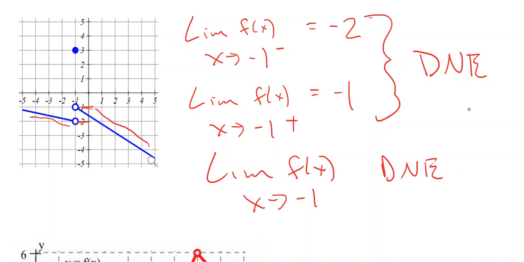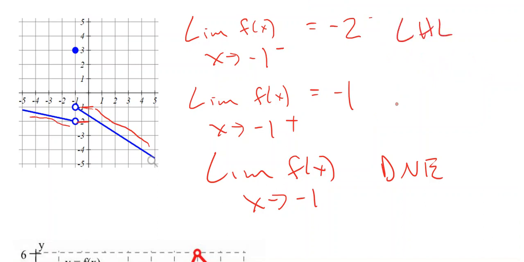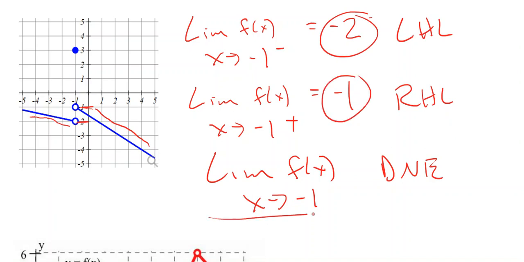Okay, the left-hand limit exists. So let me write this a little bit differently. The left-hand limit does exist. This is the left-hand limit. This is the right-hand limit. But they are not the same. They're different. So therefore, the limit does not exist. In order for the limit to exist, the left-hand limit must be equal to the right-hand limit.